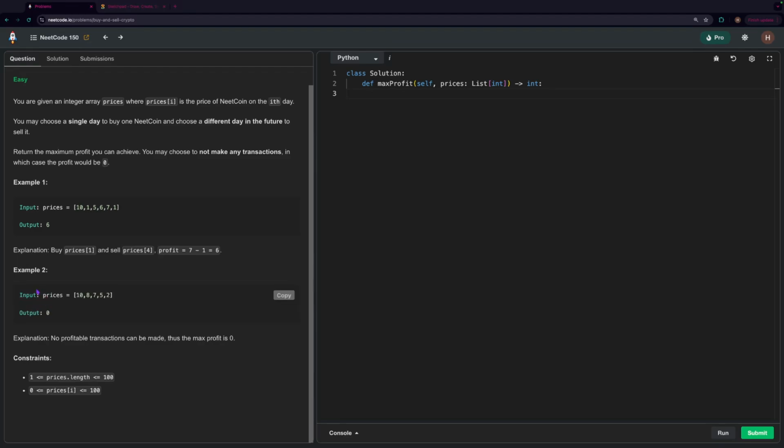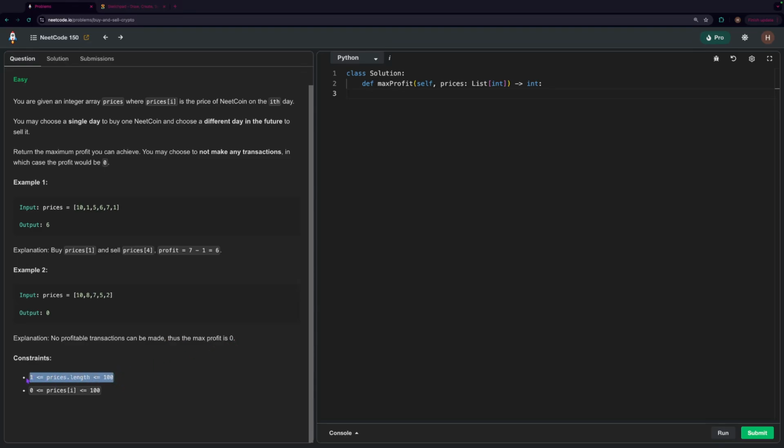So one thing I want to point out real quick is with this right here, it looks like the array is decreasing. At no point does the next number go up, basically it's in decreasing order. And since it's in decreasing order, we know there's going to be a profit of 0 because there's no chance to make a profit because it never goes above 10 or 8 or 7 or 5, 2 or whatever. So yeah, in this case, no profitable transactions can be made, thus the max profit is 0.